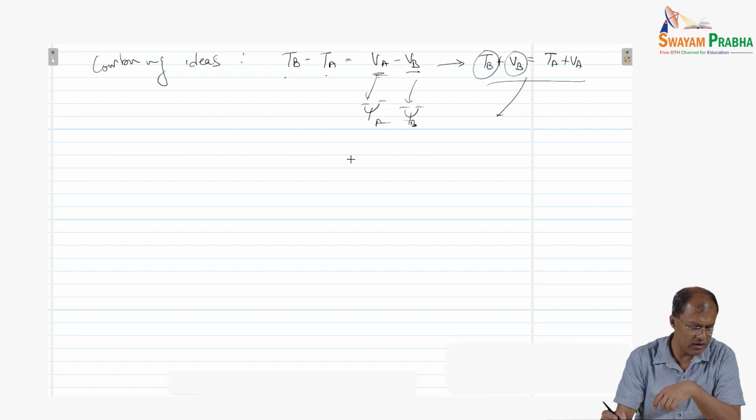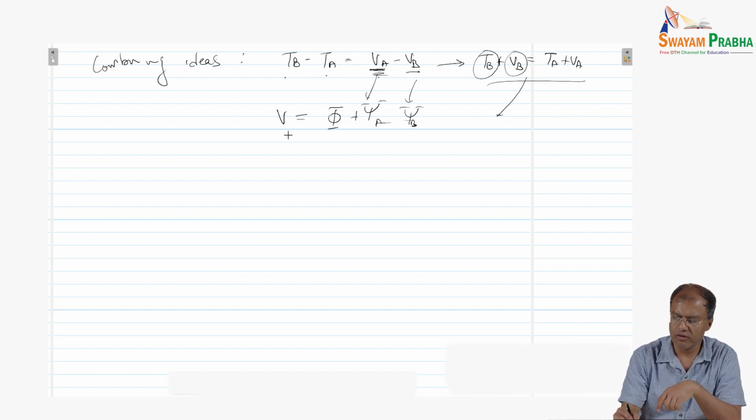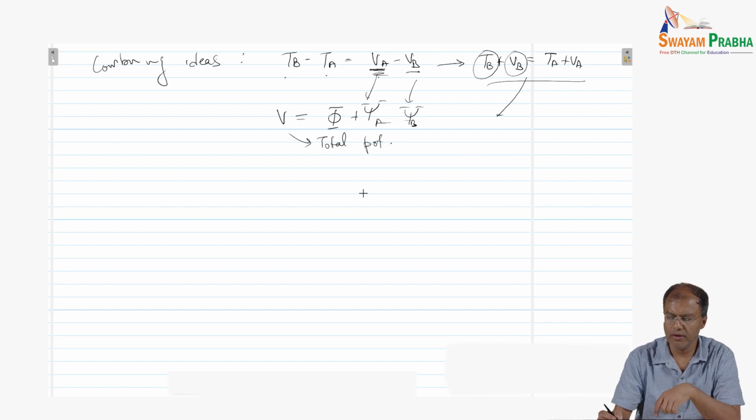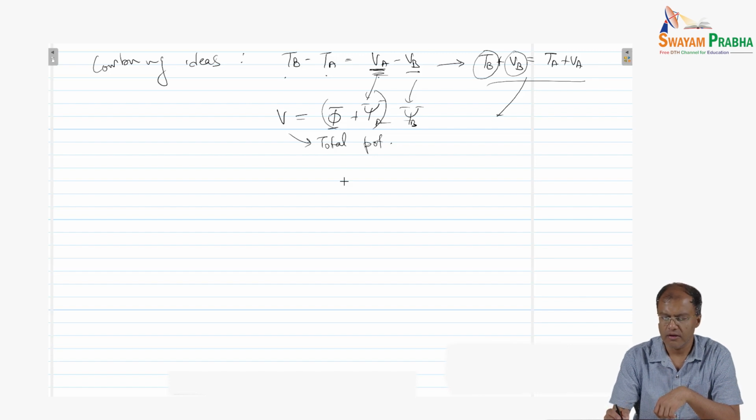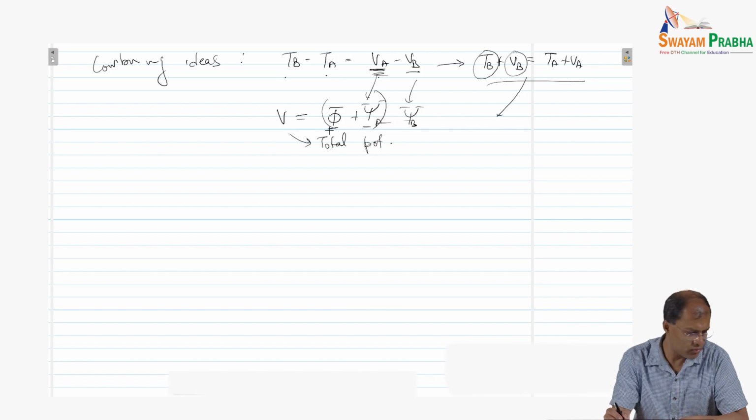Our capital V was not psi, but it was psi plus capital phi. So this was V, the total potential. Psi plus phi. The psi was coming from the internal contribution and phi was coming from the external force contribution.